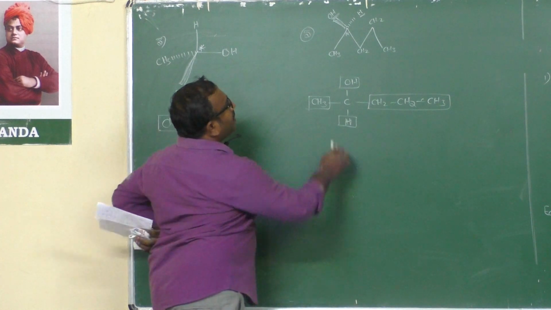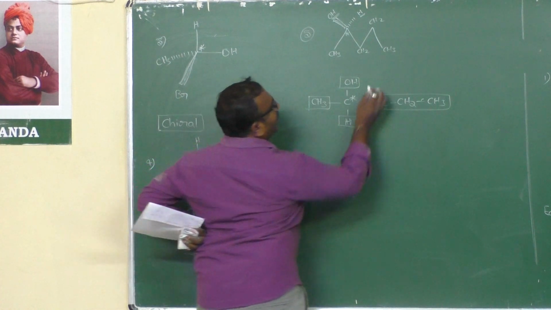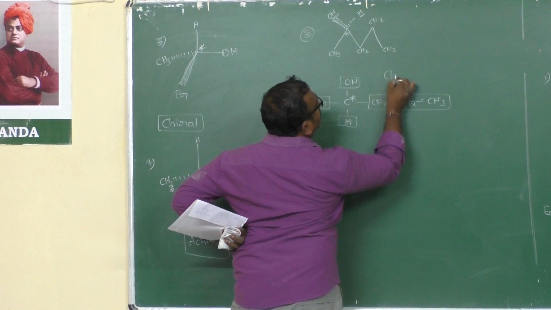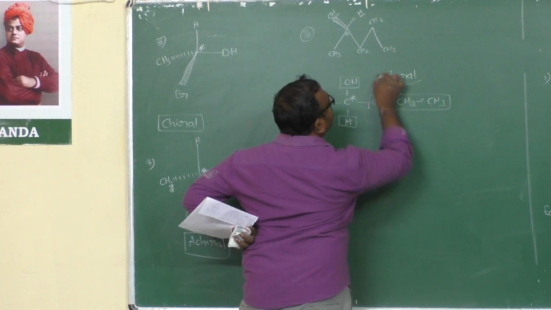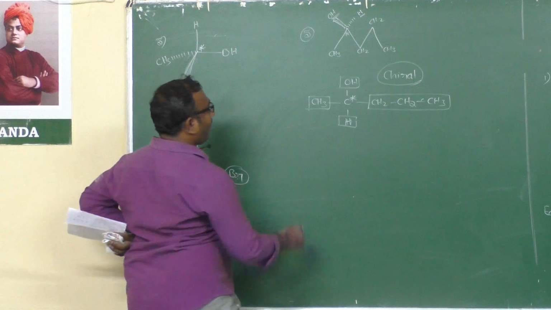Here this carbon is attached to four different groups. That's why this molecule is chiral.